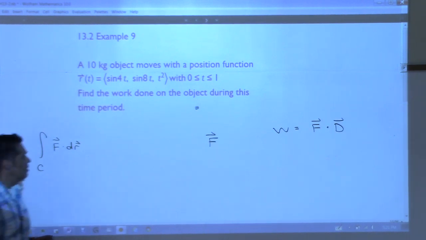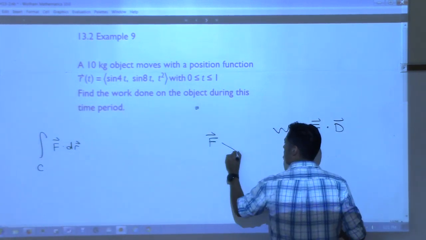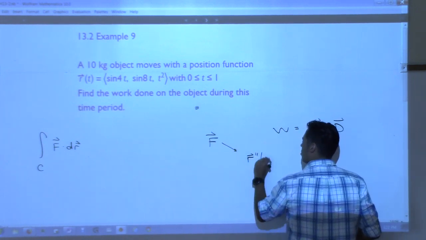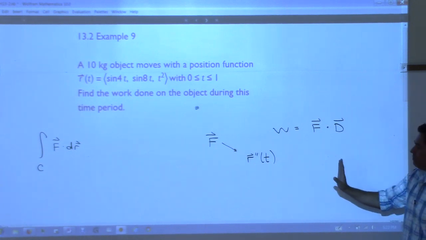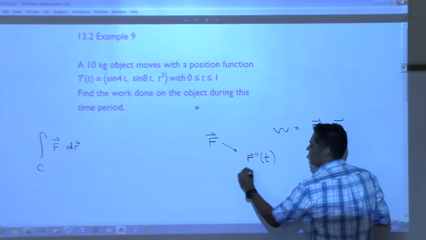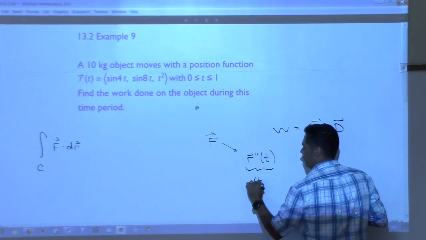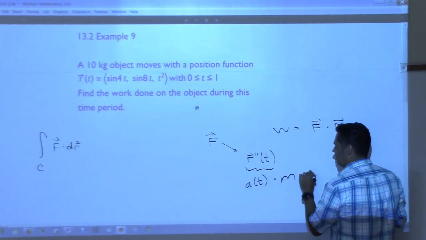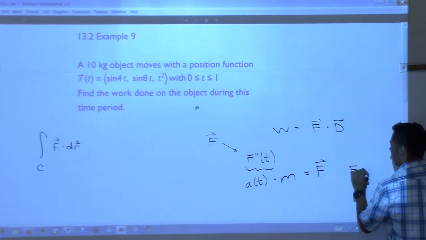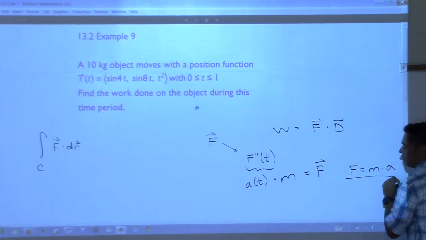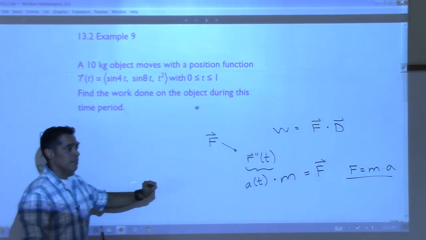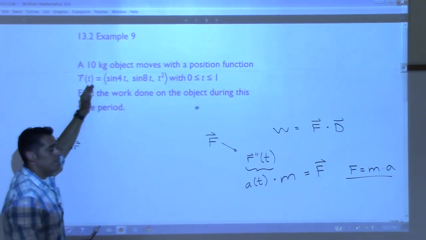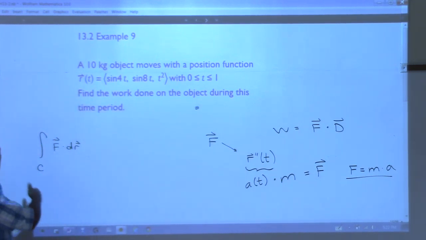So for us to get our field, what we need to do is take the second derivative of our position. That will be our acceleration function, and acceleration times mass equals force. I was going to give you the hint of Isaac Newton: force is mass times acceleration. We have the mass. We just need the acceleration. So we take the second derivative of this, bam, bam, that's our acceleration. We multiply it by mass, so multiply it by 10, and that will be our field.